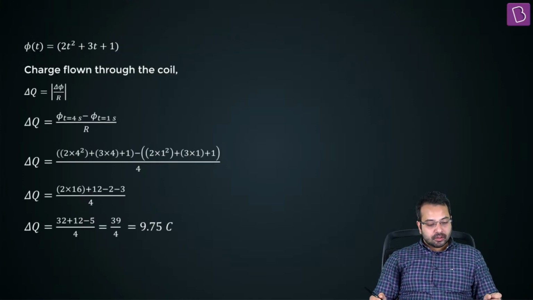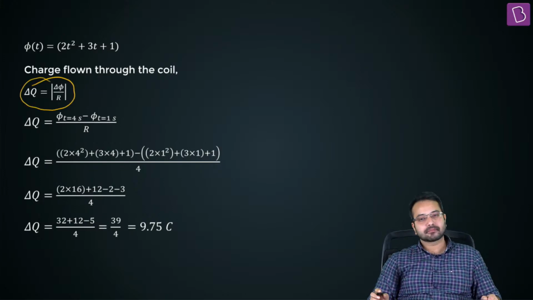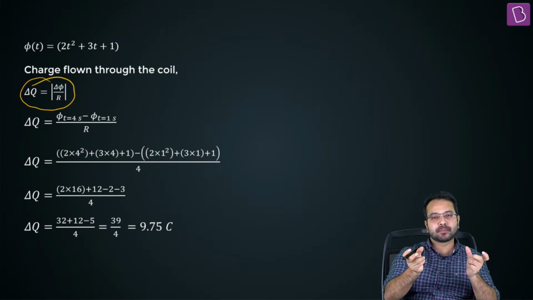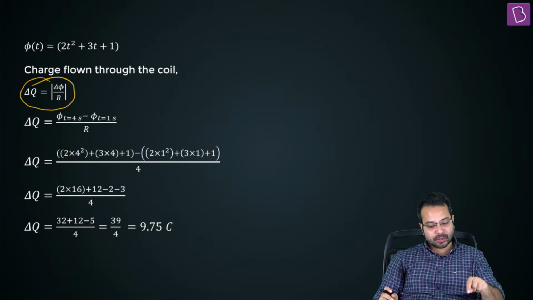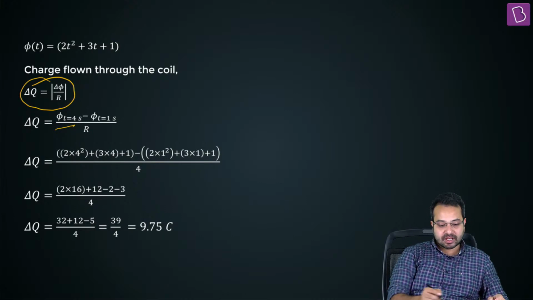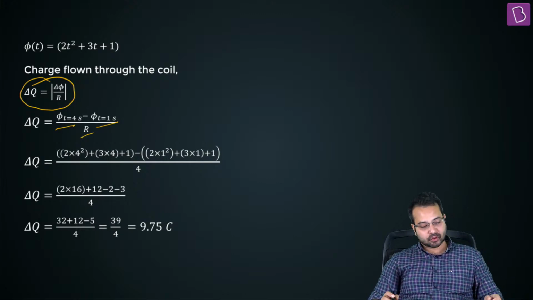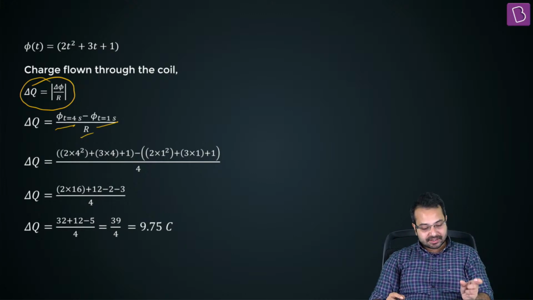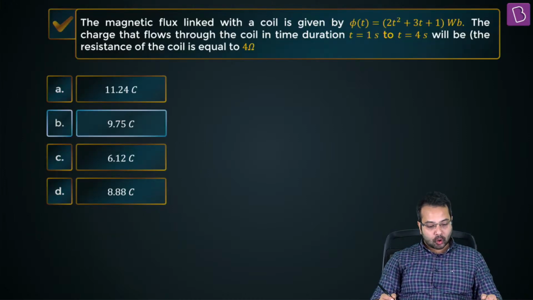Okay, so we have to calculate what is the charge which has flown. Now the charge which has flown is going to be equal to delta phi upon R. It's a small calculation, a small manipulation you have to do. And if you do this manipulation, then delta Q, the charge flown, will come out to be delta phi upon R. Which means we have to calculate flux at 4 seconds and we have to calculate flux at 1 second, subtract it and divide it by R. So we already know flux as a function of time. Substitute it and the value you're going to get is approximately 9.75 coulomb. Okay, so option B should be the right option.